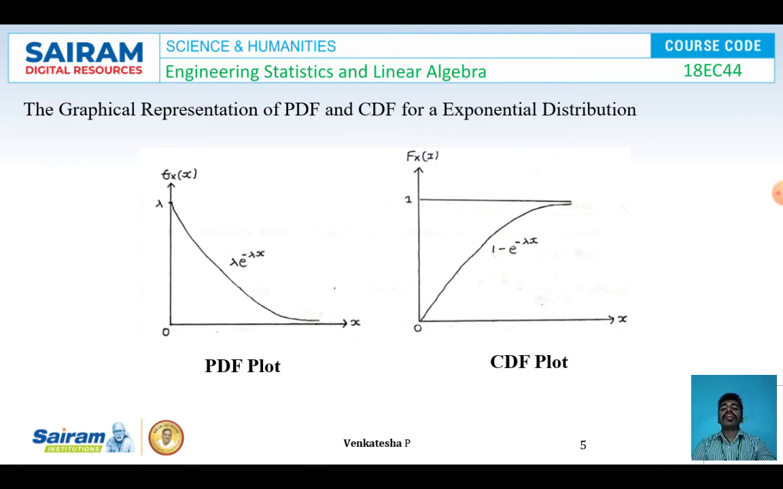Now the graphical representation of the probability density function and cumulative distribution function for the exponential distribution. Since the PDF is exponential, the curve will be in exponential form only. The PDF plot is given like this. This is the graphical representation of the probability density function, and this one is the CDF plot for the exponential distribution.